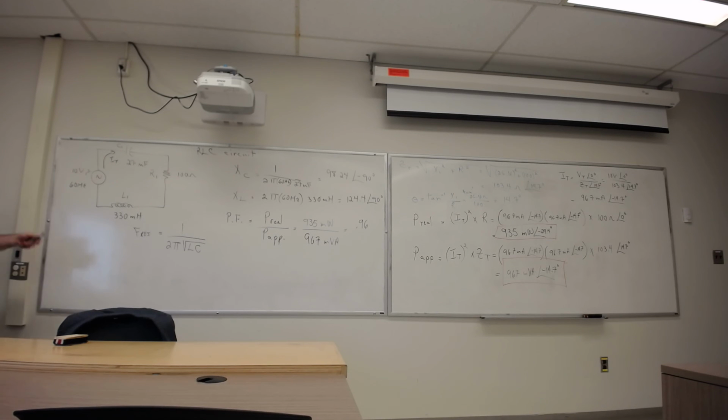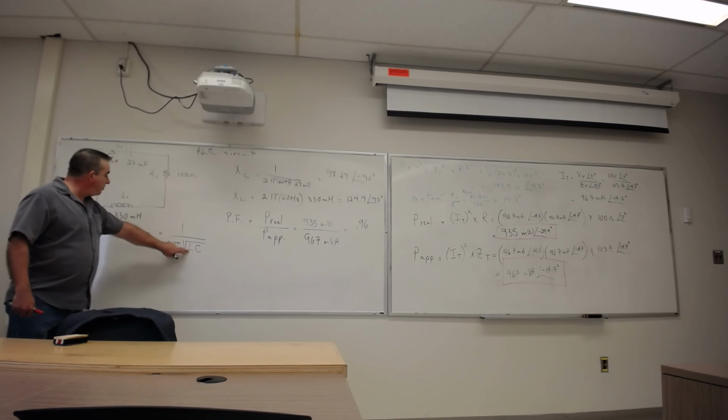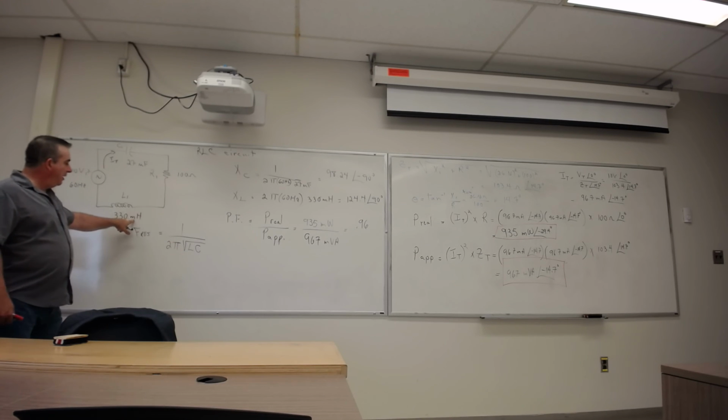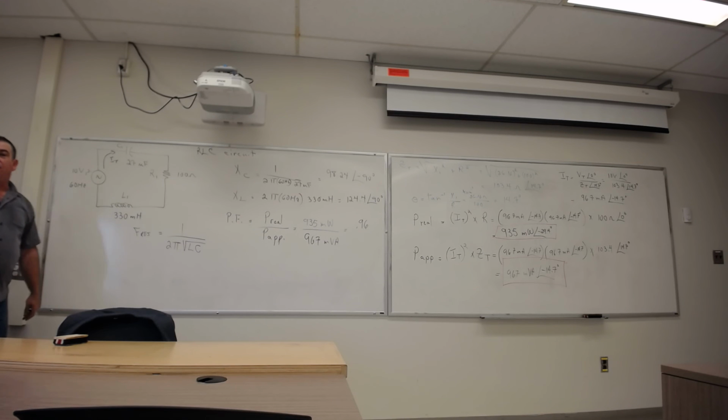So you can actually work this out if you know our frequency is 60 hertz and you know the inductor is, let's say, 330 millihenry. You could isolate C and find a capacitor that is going to balance it out perfectly. And when it's balanced out perfectly, we say that the circuit is resonant.